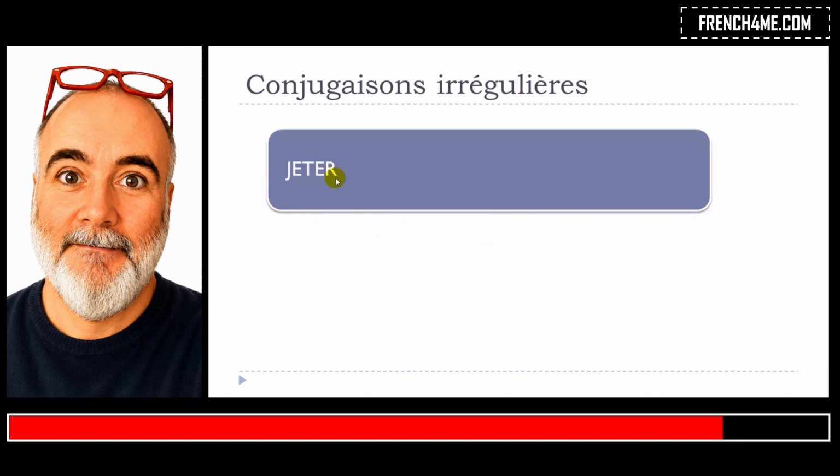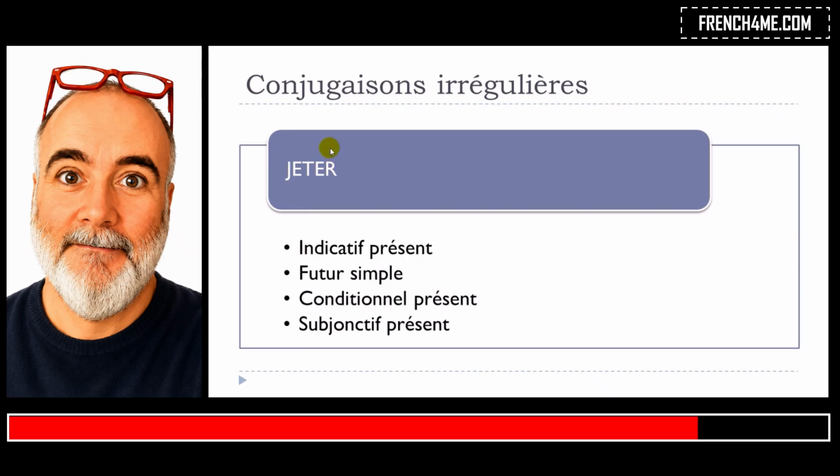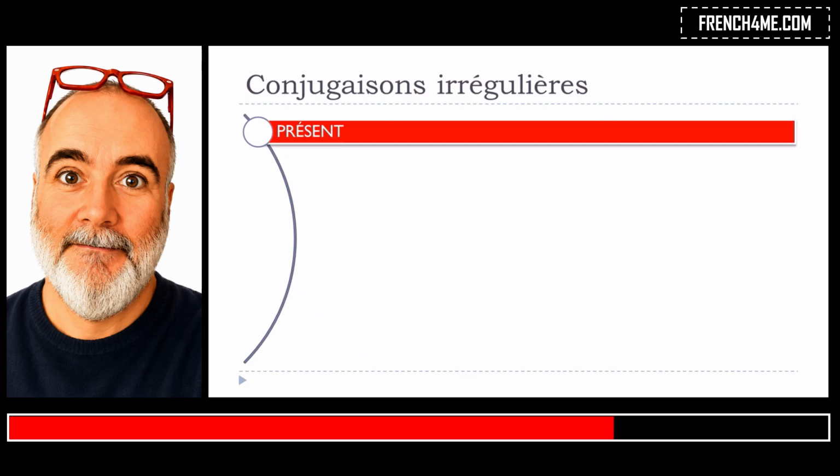So jeter actually, jeter quelque chose, to throw something or to pitch something. It could be a ball or it could be a stone, whatever. But then we'll see that the following tenses will be affected by these changes: indicatif présent, futur simple, conditionnel présent, and then subjonctif présent. For all the other tenses, jeter will follow the rule from the first group of verbs, the er verbs. But for these tenses, we will have little changes. And we'll see right away what these changes are for the présent form.